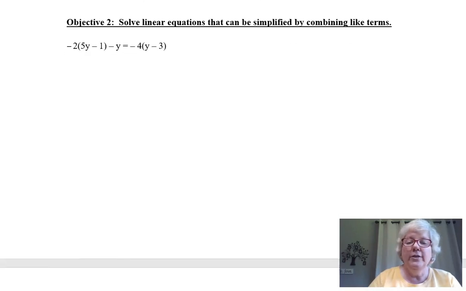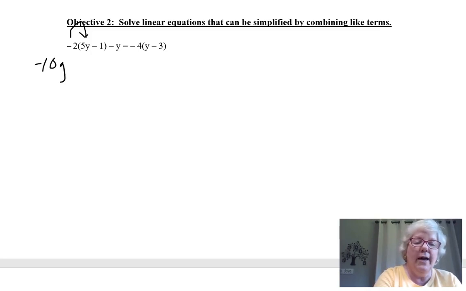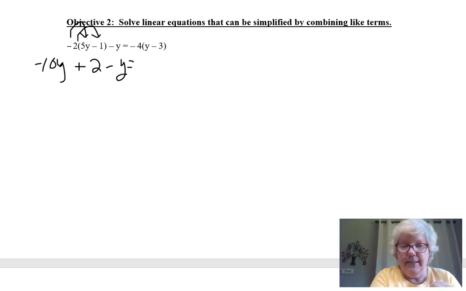Now, the second equation does have a little more to do. It does not have fractions, but it does have parentheses. So we will use a distributive property. The distributive property says take the number in front of the parentheses and multiply by everything inside parentheses. So negative 2 times positive 5 is a negative 10y. Then negative 2 times negative 1 is a positive 2. Bring down that negative y in the back because it was not in parentheses.